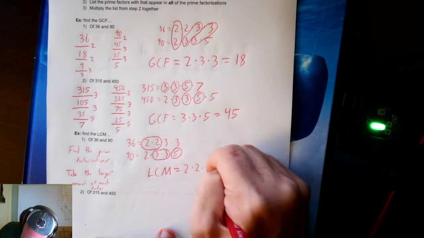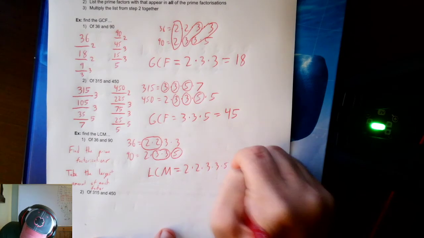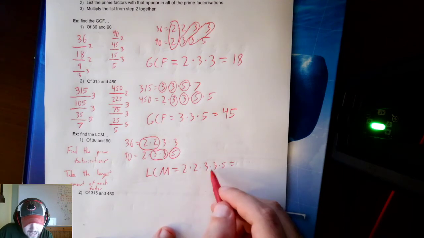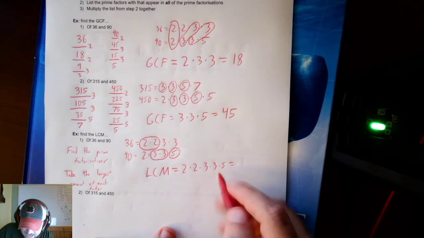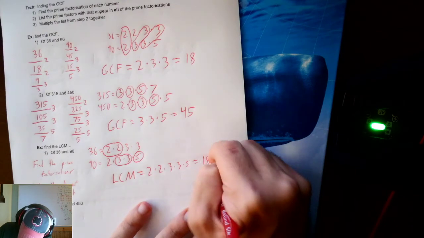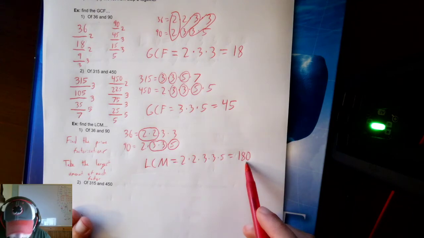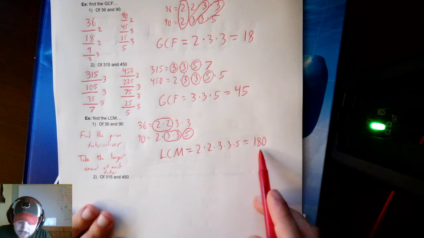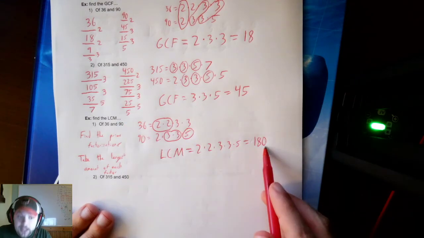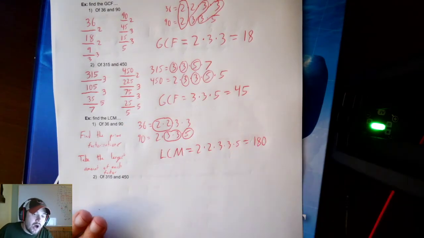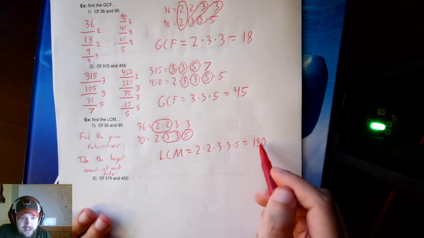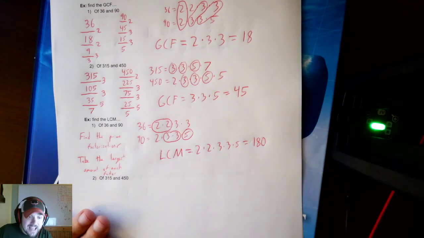2 times 2 times 3 times 3 times 5. 2 times 2 is 4, times 3 is 12, times 3 is 36, times 5 is 180. And so the least common multiple is 180. Does 36 divide 180? Yep. Does 90 divide 180? Yep. And 180 is the smallest number that is true for. There's no number smaller than 180 that you can divide by both 36 and 90.